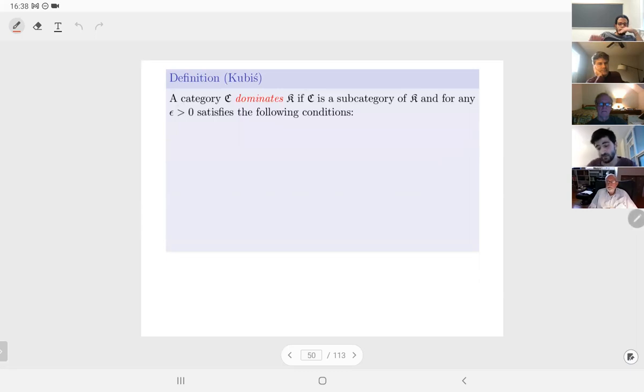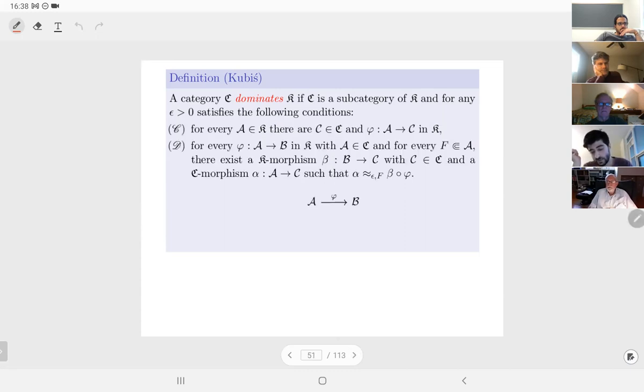But suppose you have a category C, and it's a subcategory of K. So you have C, and then you have a bigger category K. You say C dominates K if, first of all, C is cofinal in K. So if you start with an object A in the category K, I can find a K-morphism that goes to C, where C is an object of the category C. So from any object we start from in this bigger category, I can find a K-morphism going into an object of the smaller category C.